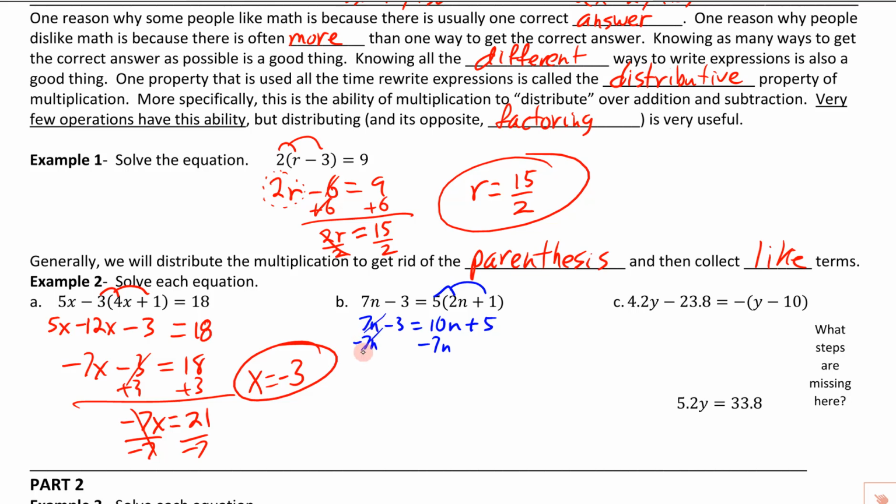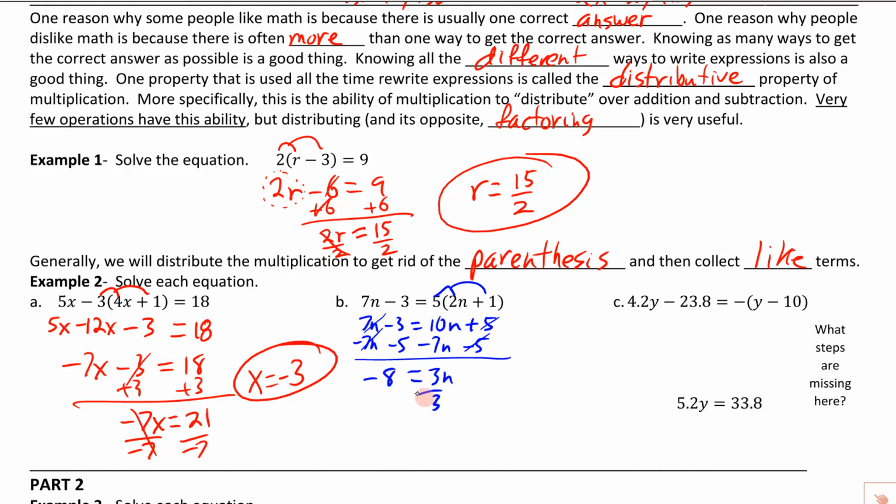Those are going to go away. If I get the n's over on this side, that means I want to move the 5 over to that side, so I'm going to do that by subtracting 5. Make that look like that's not division there, so those are going to cancel each other off. Equal sign right there in the middle. This is going to be a 3n, and then over on this side we get a negative 8.